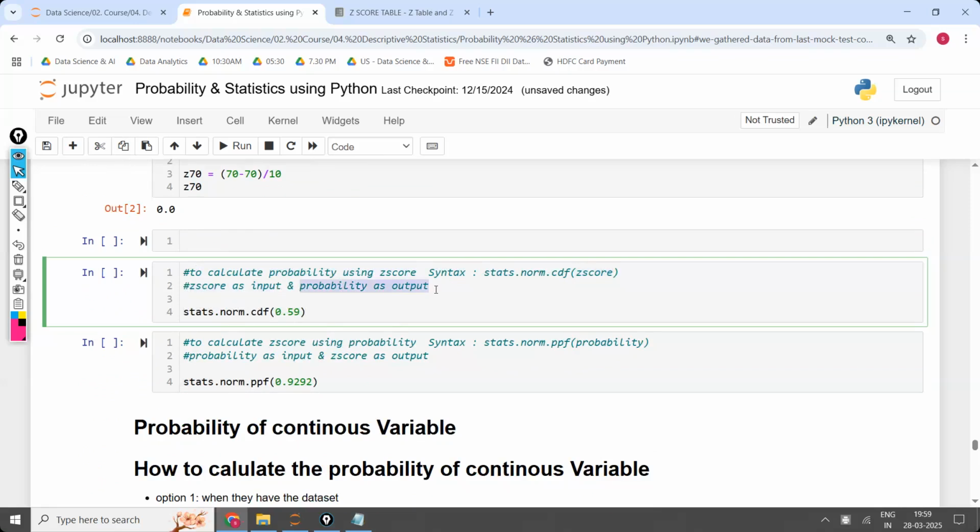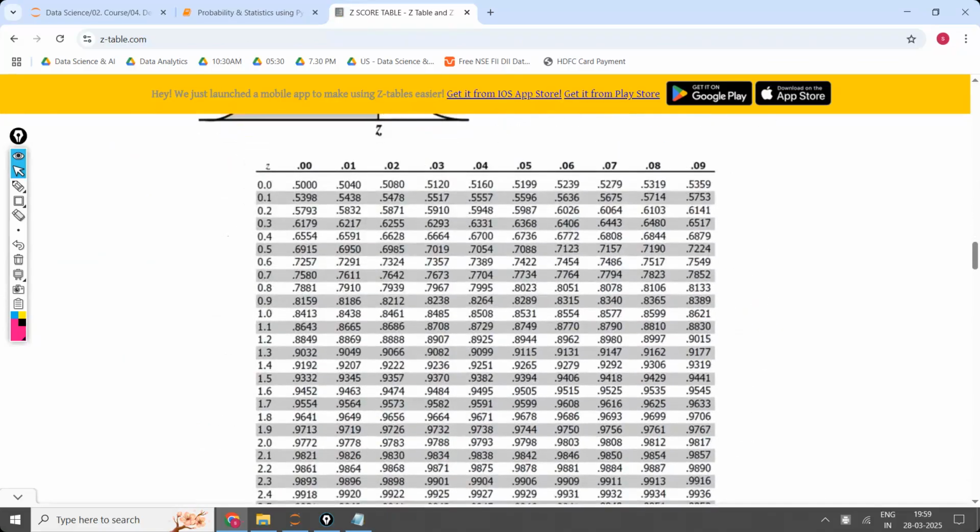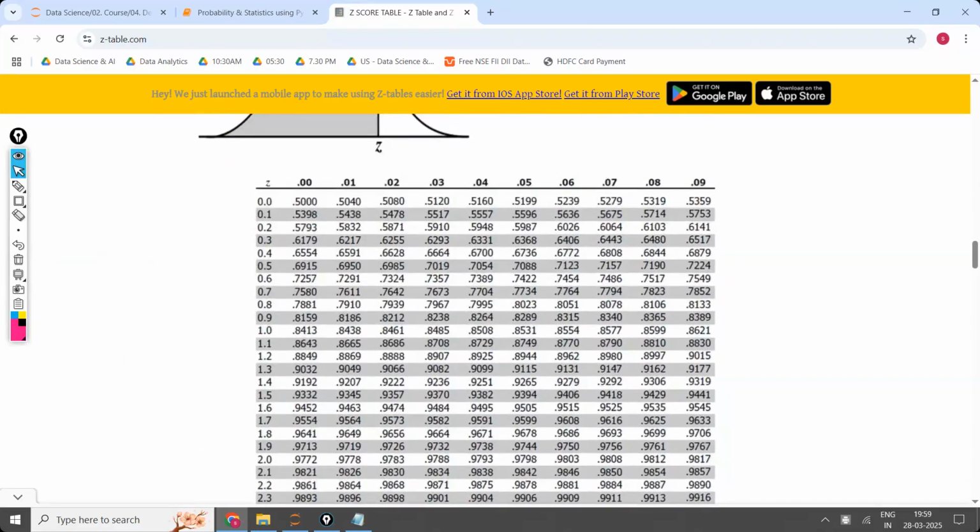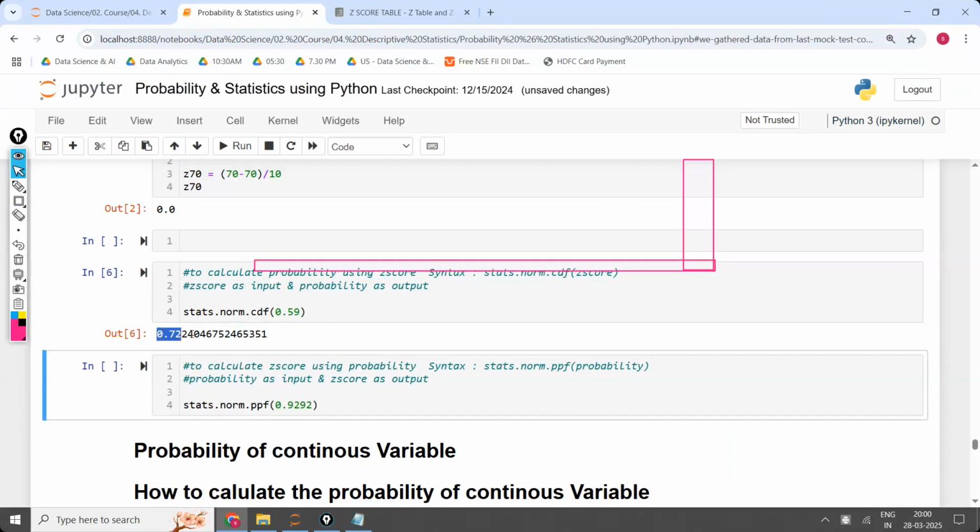When you provide the Z-score as input, the probability is the output. Now Z-score I have given 0.59. What is the output, guys? When I give the 0.59, now tell me, what is the output? 0.5 is this one. 0.09 is this one. What is the value? 0.7224. Let us cross check. Same answer. Clear now? So whatever is in the Z table, in the Python it is equal to stats.norm.